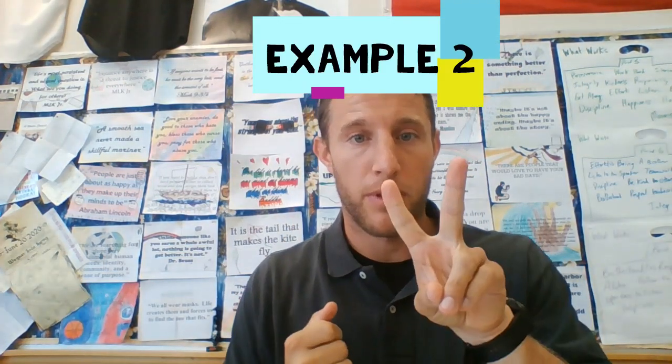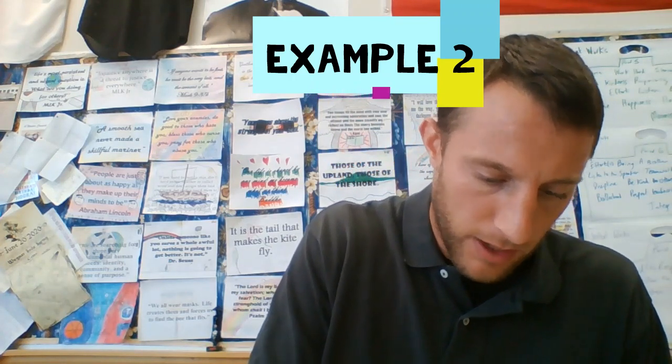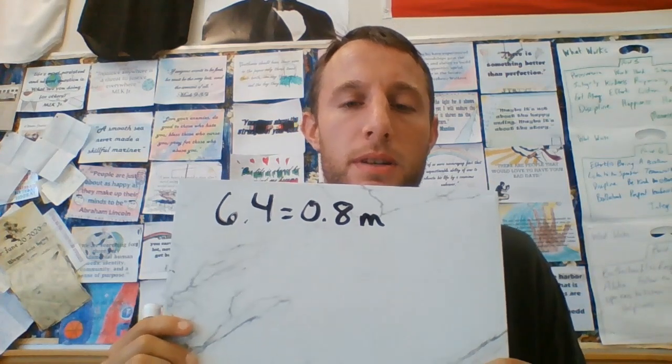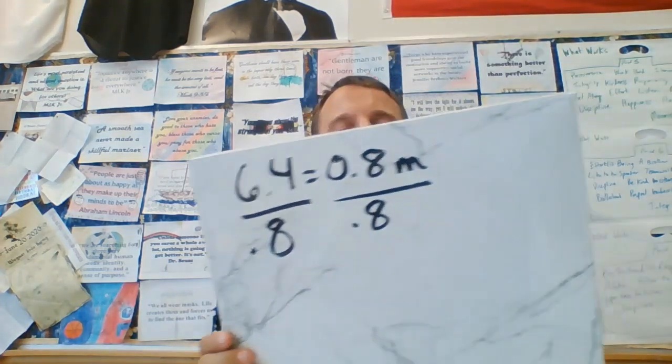Okay, this is example number 2. We have 6.4 equals 0.8 times m. Remember, this is times m. There's multiplication in here because they're right next to each other. So what I did in the last one, I need to do here. I need to divide by 8/10 or 0.8. Whatever I do to one side, I must do to the other side.